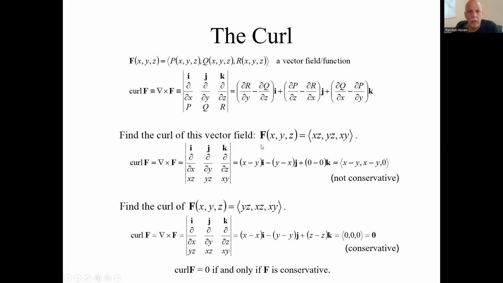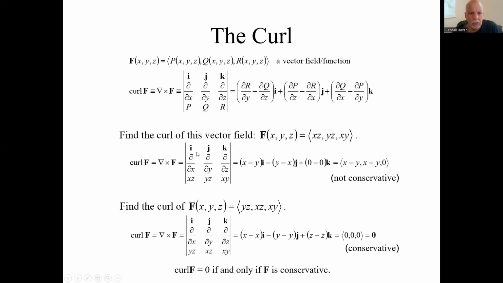Here's how you take it. Let's say your function is this thing: xz, yz, xy. Set up your determinant. As I said, the top two rows always stay the same. So this P part, xz, goes down here. This is the Q part, yz, it goes down here. R is xy, it goes down.